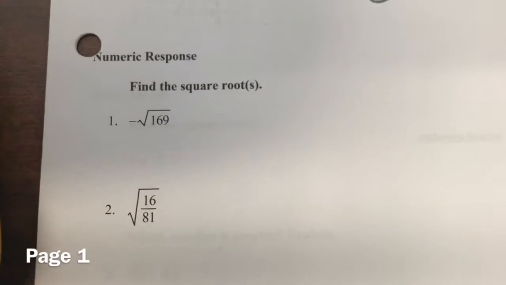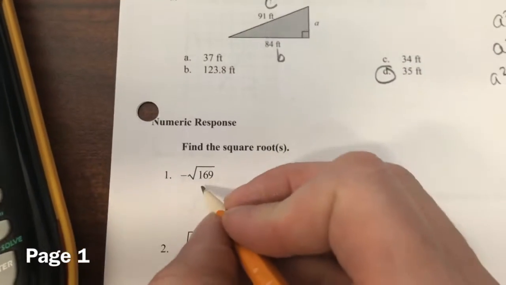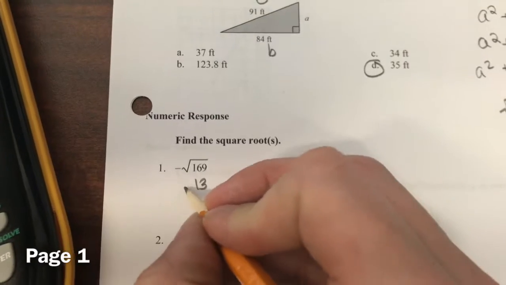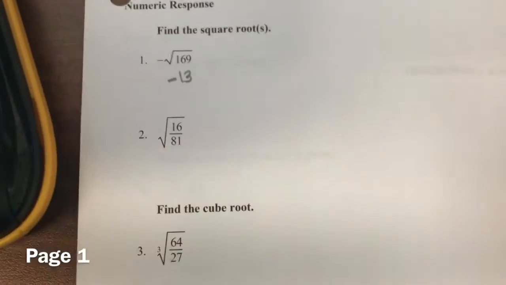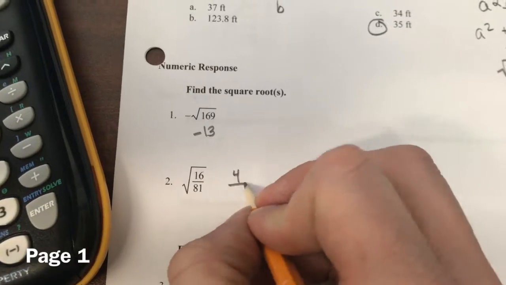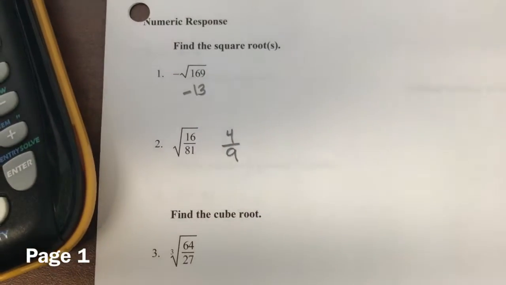Now I have to find the regular square roots, so this should be pretty quick. Regular square root of 169 is 13, so throw a negative in front of it. Simple. Square root of 16 is 4. Square root of 81 is 9, so that happens.